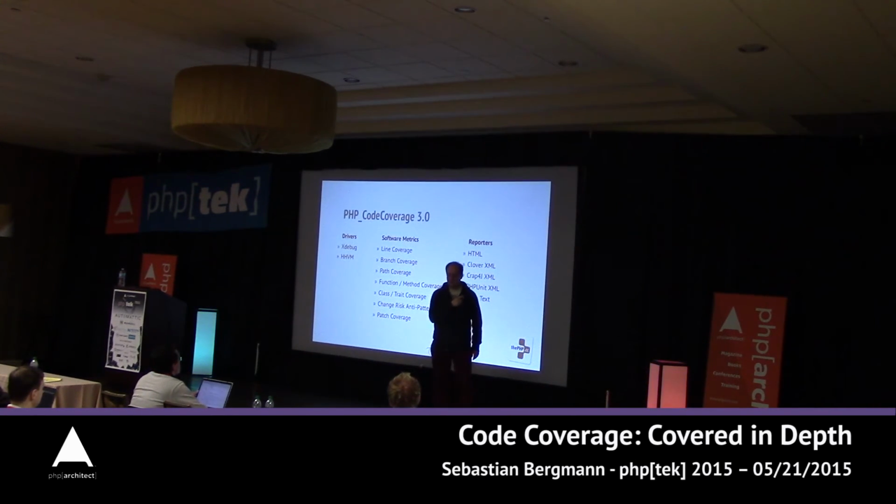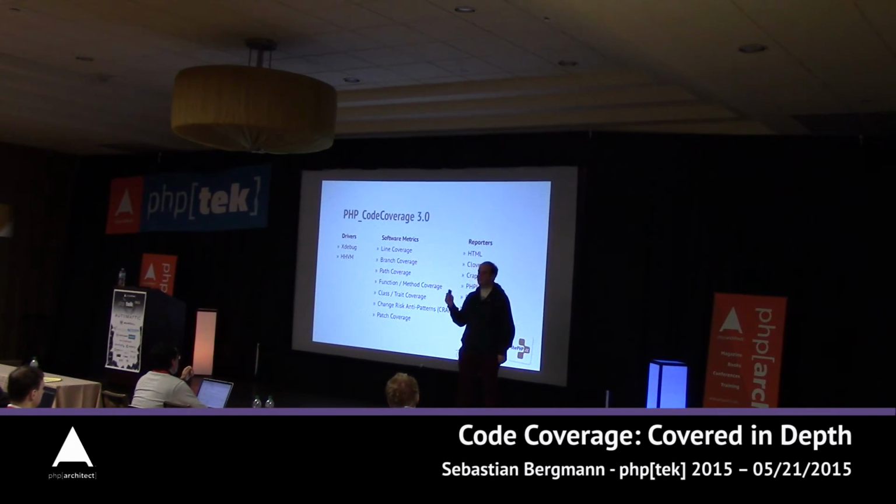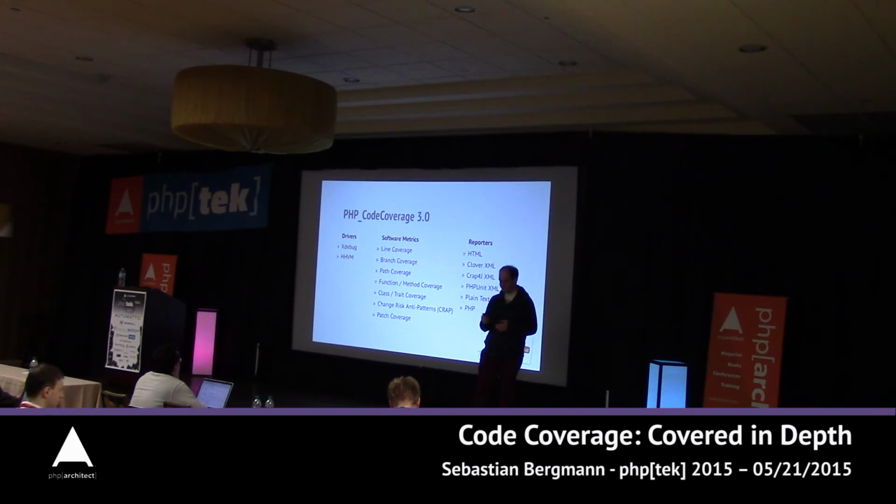So unfortunately, we cannot use it in PHPUnit yet because PHP Code Coverage 3.0 is not out yet. So what PHP Code Coverage 3 will add is doing something useful with the branch and path coverage data that Xdebug now provides. So on top of line coverage, we will get branch and path coverage.